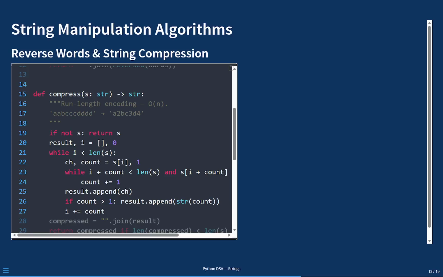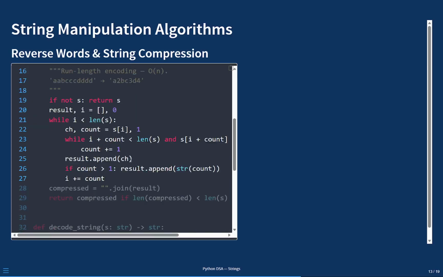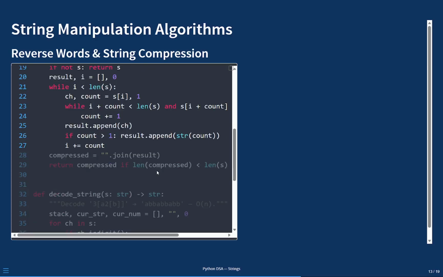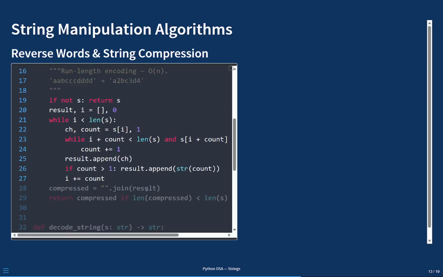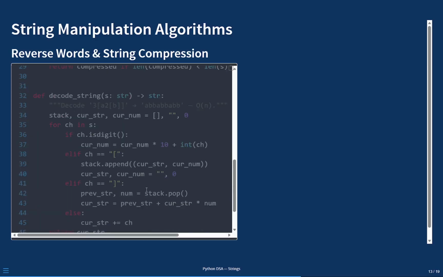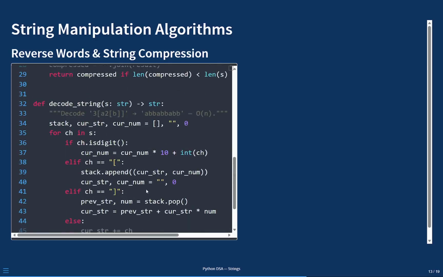Click run length encoding string compression. Scan for runs of identical characters. For each run, append the character and its count if greater than 1. Return the compressed version only if it's actually shorter than the original. "aabcccdddd" becomes "a2bc3d4". O(n).